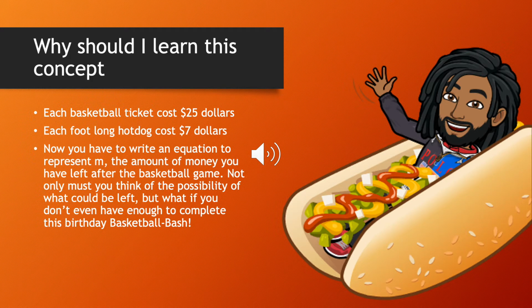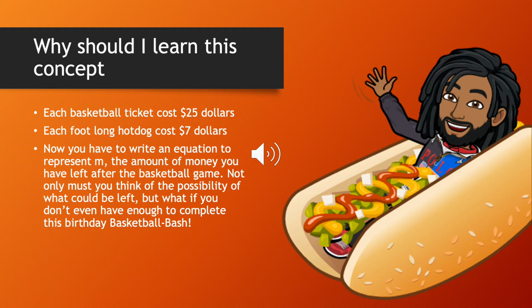All right, students. So we're back. Your parents went online, Googled, and found out that the basketball tickets you want to buy to see the Lakers play cost $25. LeBron James, nah. But each foot long hot dog costs an additional $7.